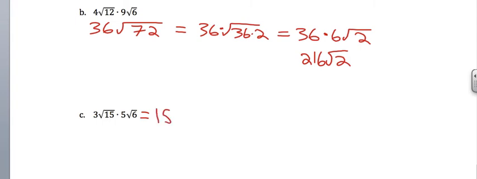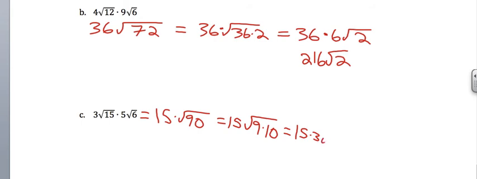I get 15 times the square root of 6 times 15, which is 90. The largest perfect square that goes into 90 is 9, so I can write this as 9 times 10. The square root of 9 is 3, so I get 15 times 3 times the square root of 10, or 45 times the square root of 10.